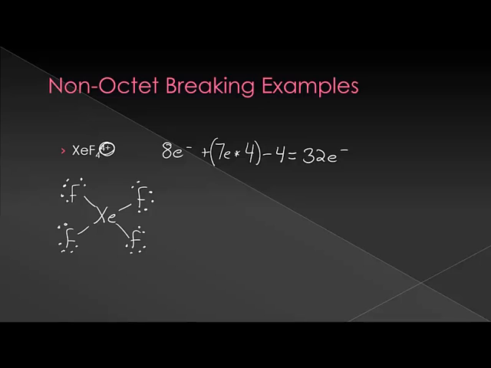So on each fluorine we have 2, 4, 6, 8, 10, 12, 14, 16, 18, 20, 22, 24, 26, 28, 30, 32. So we're all done and we have our fully octet system. We have all of our electrons. Everything is set.